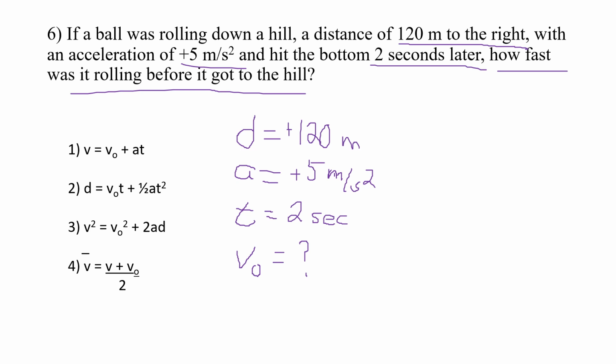Let's match up our variables. Distance. Okay. Don't have a distance. Can't be equation 1. What about equation 2? Distance, V naught, T is twice, A. Matches perfectly. Can't be equation 3 because I have a T and there's no T in it. It definitely can't be this one because there's no average velocity.